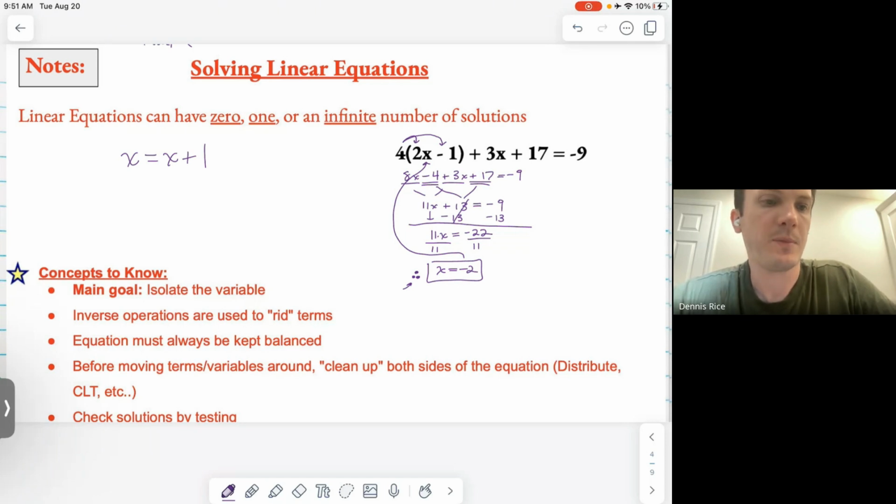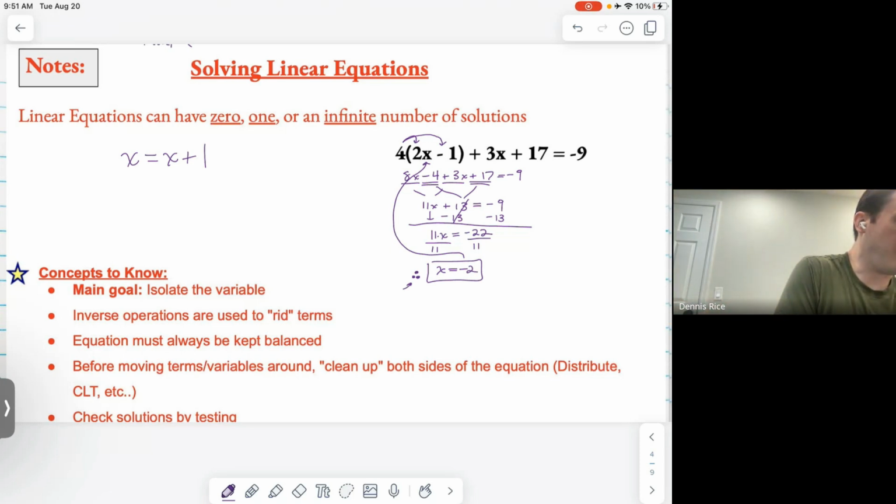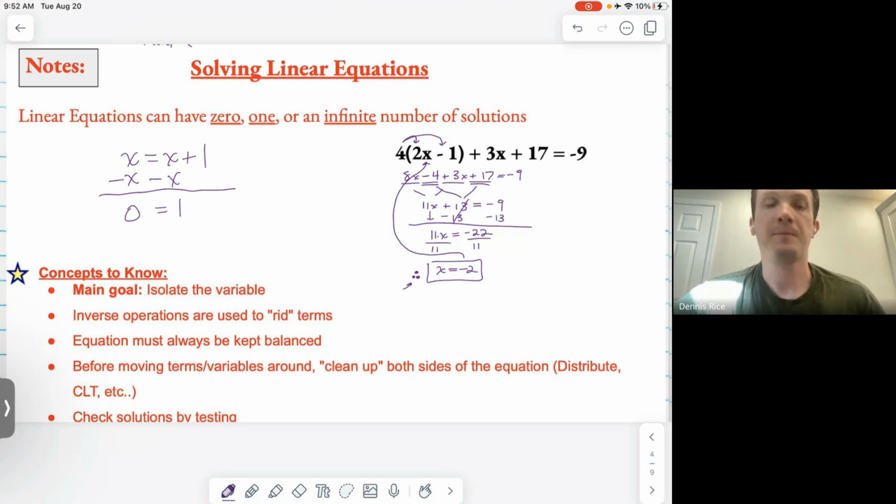No. Okay? If I were to start solving this, then we'll talk about solving things with variables on both sides, I would move x over to the left, let's say. x minus x is 0. And on the right, I'm left with 1. So I'm left with a false mathematical statement, right? 0 equals 1. What the heck? What that tells me is this equation is always false, regardless of what happens, regardless of what gets plugged in.